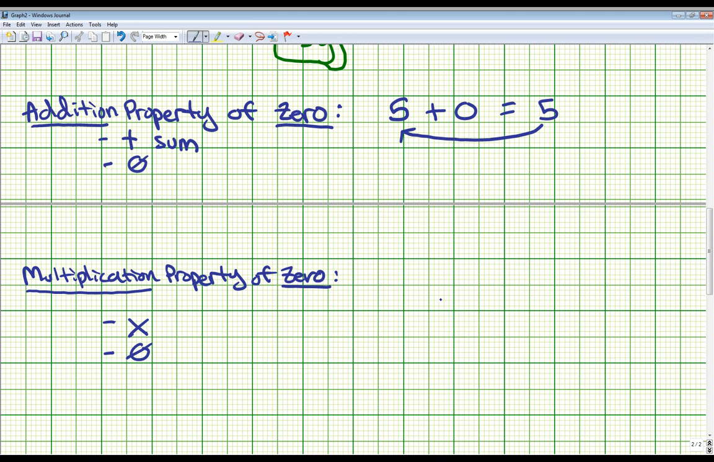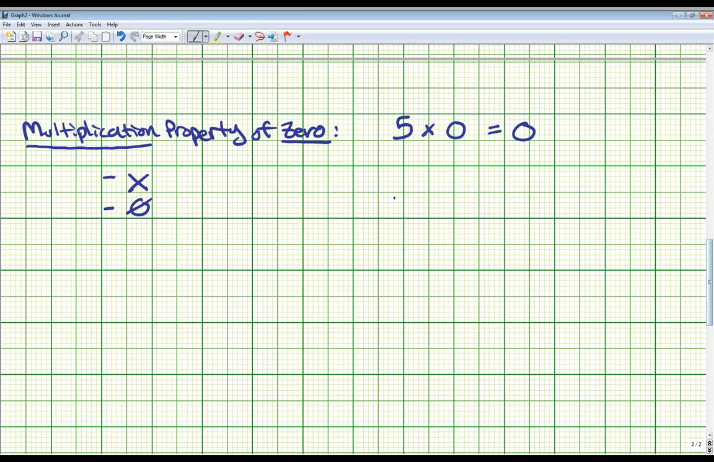So what that states is that if you have any number, doesn't matter what kind, and you multiply by 0, your answer is going to be 0. For example, if you have 5 and you multiply by 0, it is going to equal 0 every single time, no matter what. That's a pretty easy one to remember as well. And the last one we have today is called the multiplication property of 1.